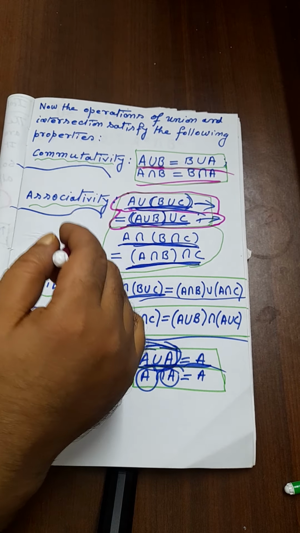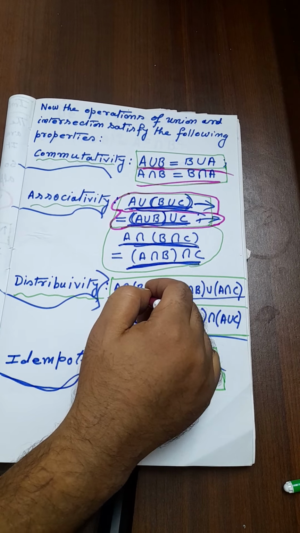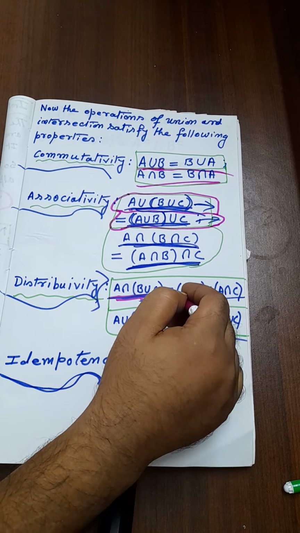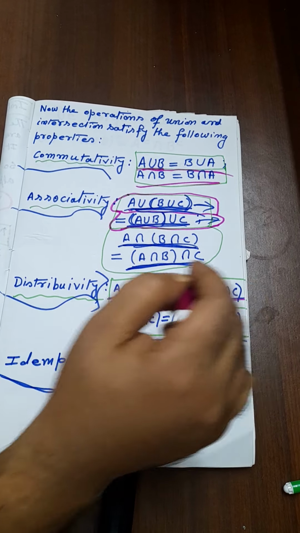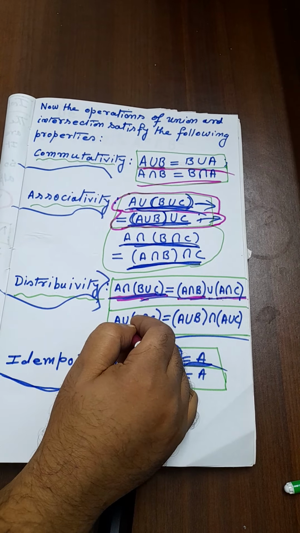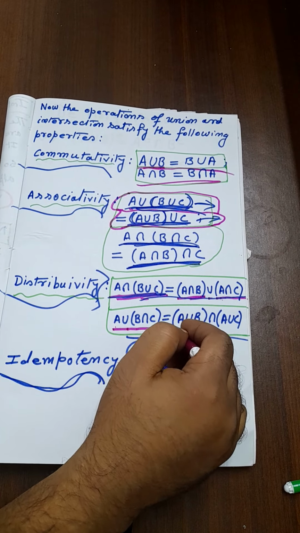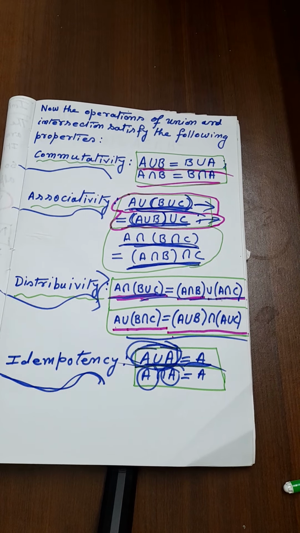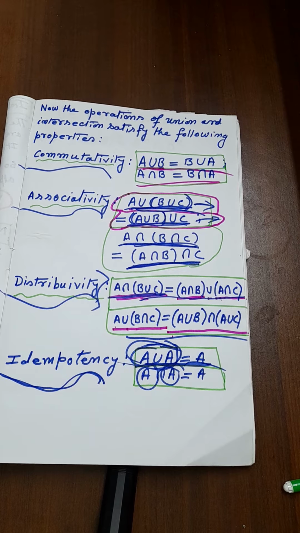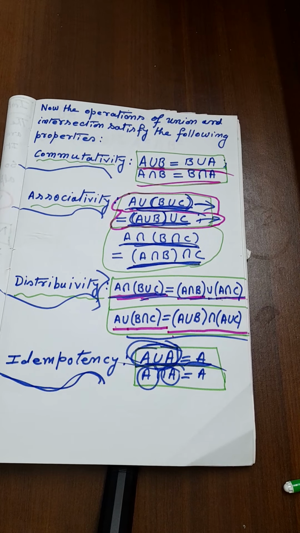So what is distributivity? Distributivity is, if we do A intersection (B union C), then it will be written as (A intersection B) union (A intersection C). And if we do A union (B intersection C), then it will give the result (A union B) intersection (A union C). And idempotency, what is idempotency? If we do A union A, I mean if we do alphabets union alphabets, we cannot write the members of the alphabets twice, so it will give only the set of alphabets. So that is A union A.